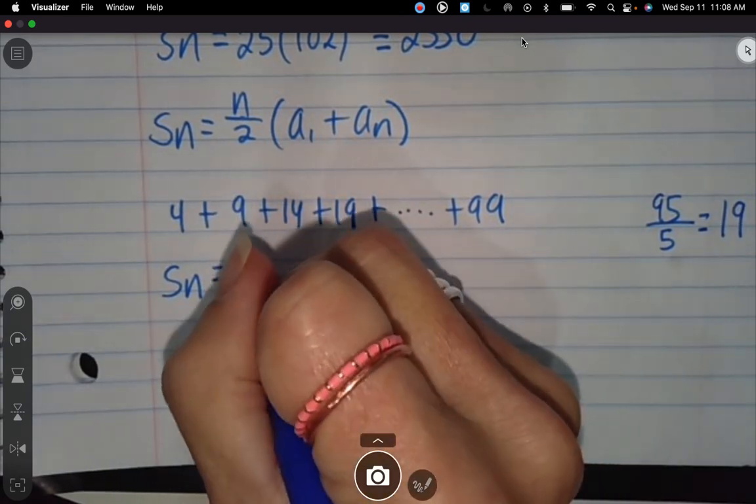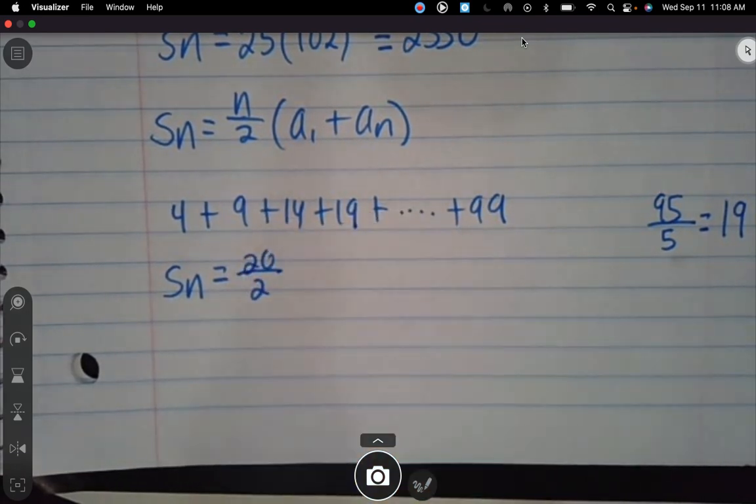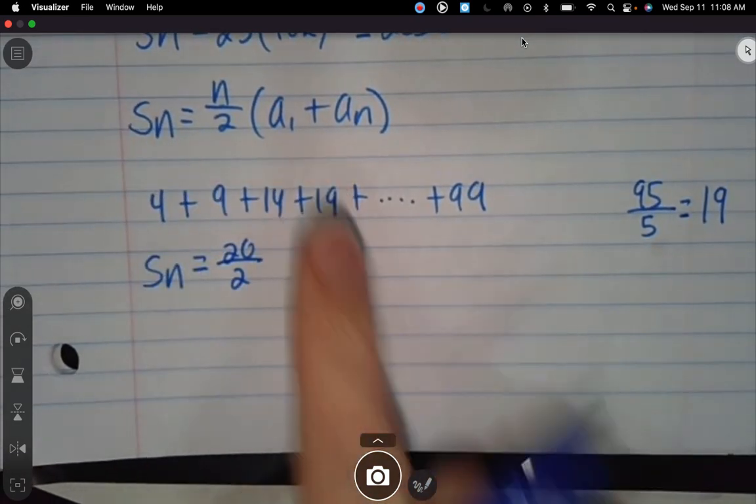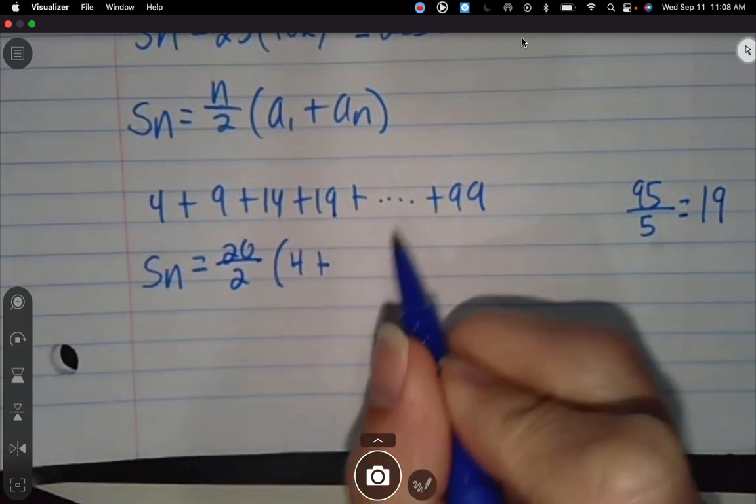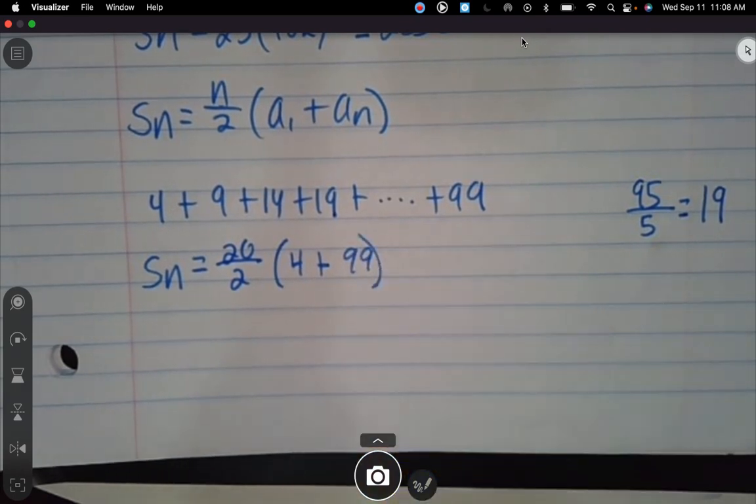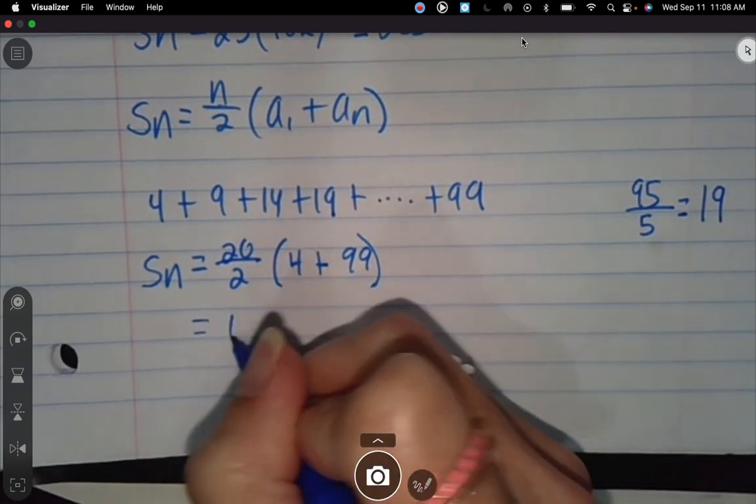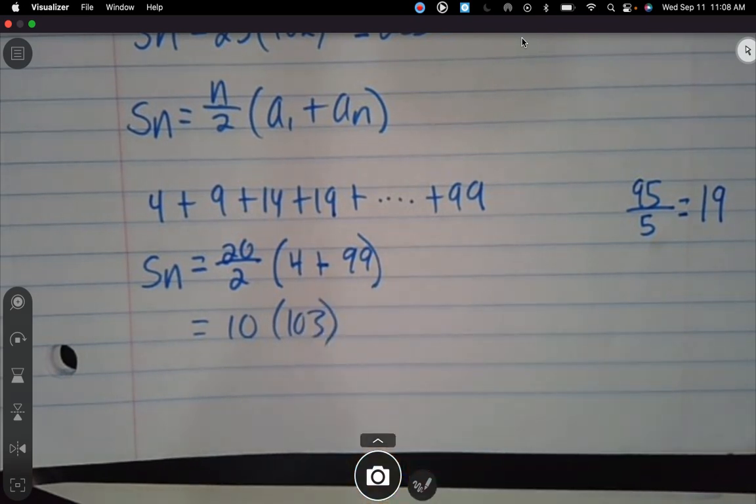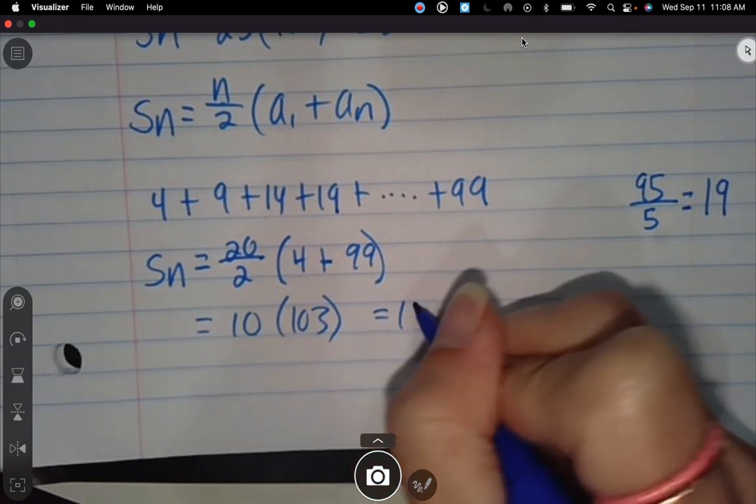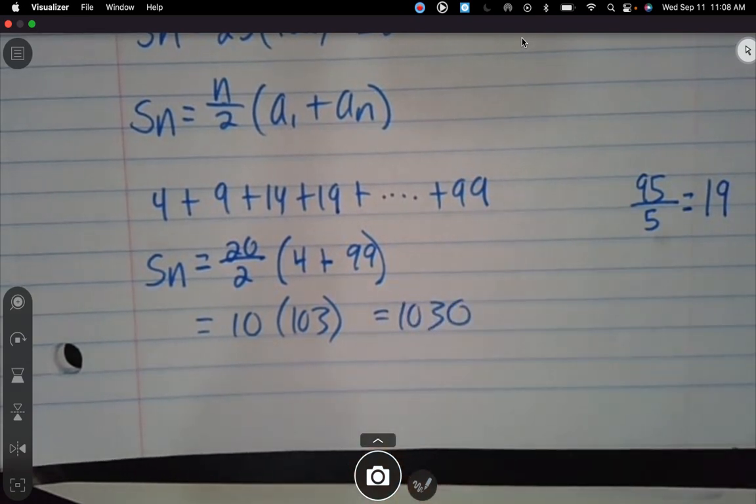So, it's 20 divided by 2. That was my formula. I've got it written right here. What's my first term? 4. And what's my last term? 99. So, 10 times 103, and we get 1030. Yep, 1030. That's right. Okay, I'm looking for another one.